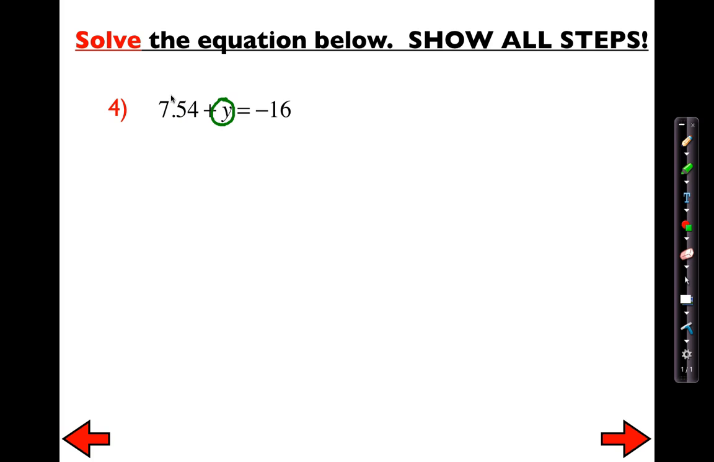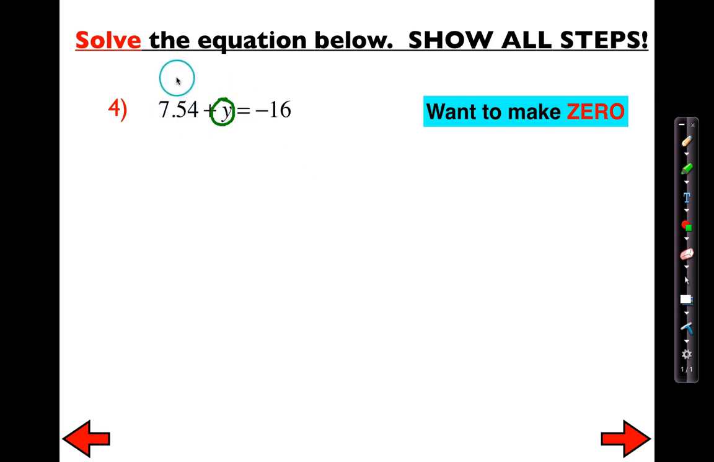Well, since it's being added to y, the only thing I can think of is to make it a 0. And the only way to do that is by using additive inverse. So the additive inverse of 7 and 54/100 is a negative 7 and 54/100. So that's going to leave me with a 0, because what is 7 and 54/100 minus 7 and 54/100? 0. So that's going to leave me with y equals a negative.